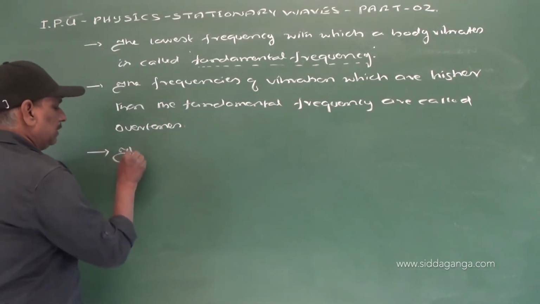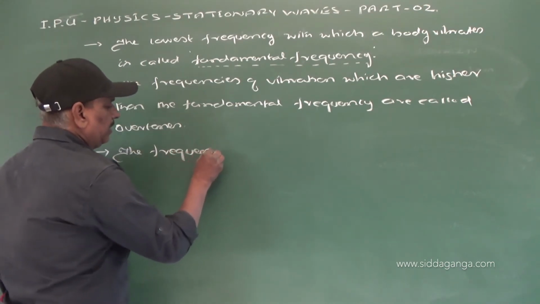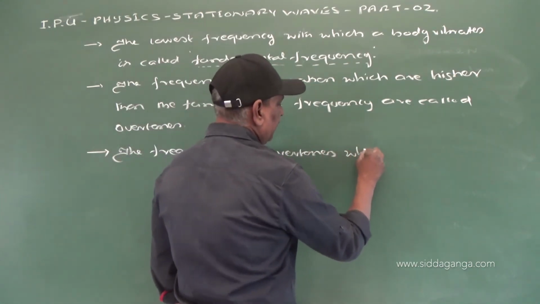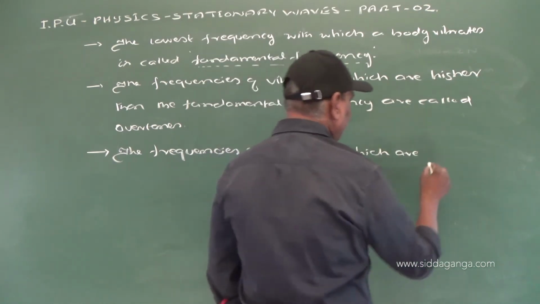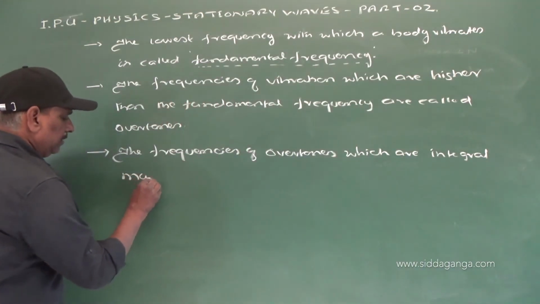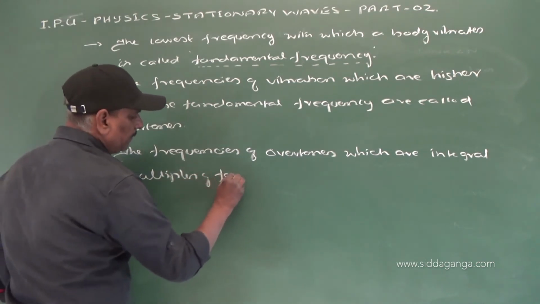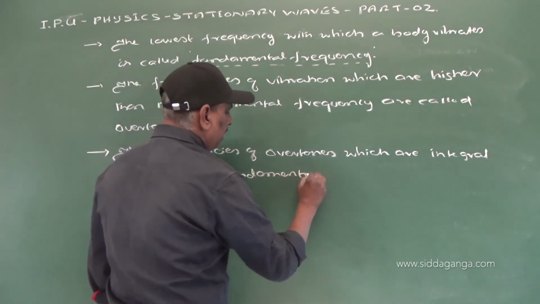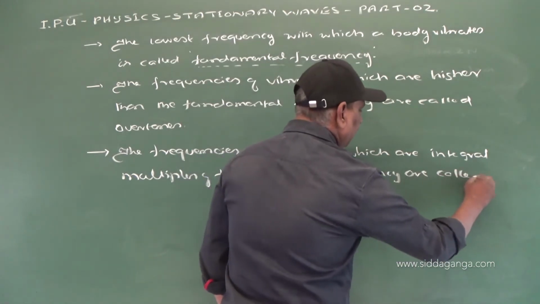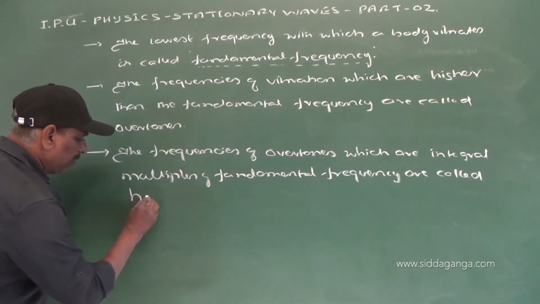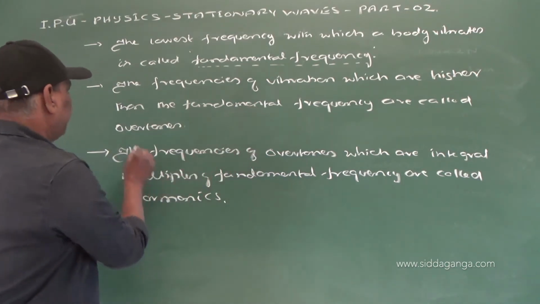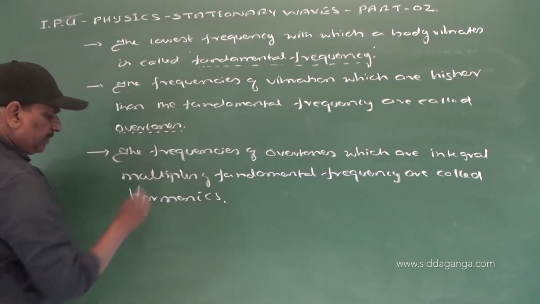So the frequencies of overtones which are integral multiples of the fundamental frequency are called harmonics, right.